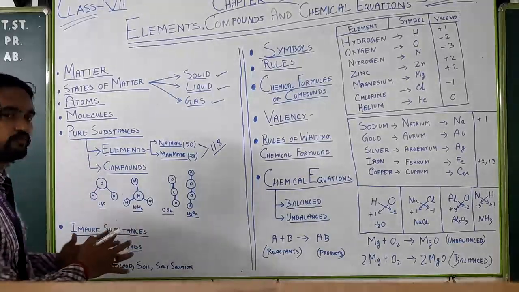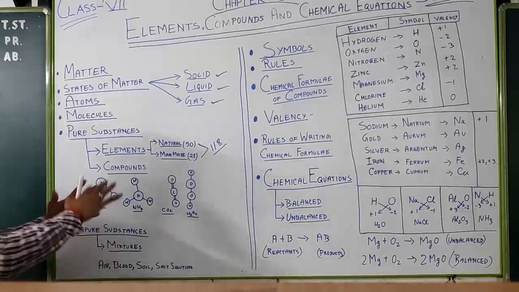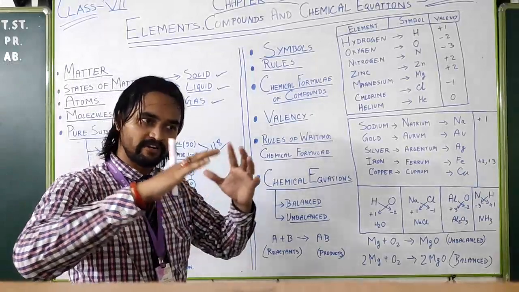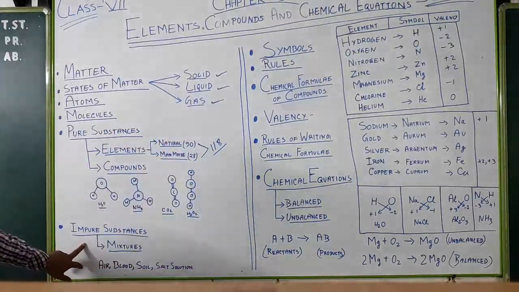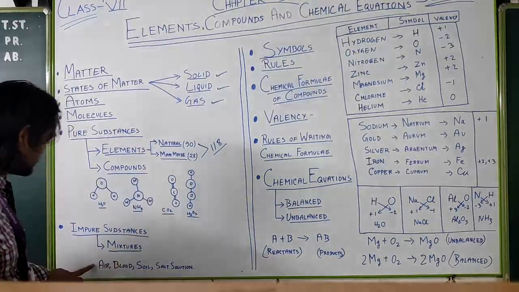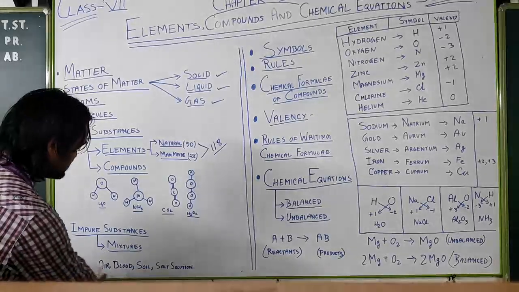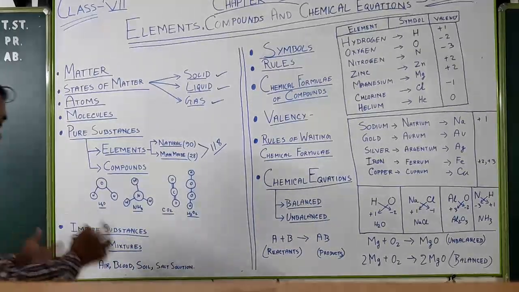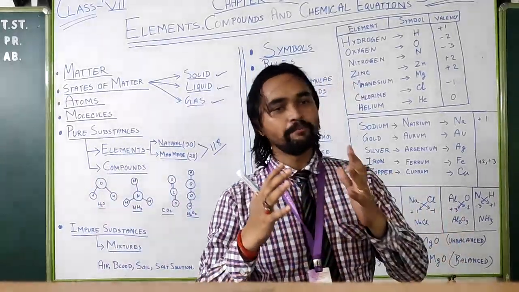And we call them the impure ones when they are mixed in different ratios, that means not in a fixed ratio, we can call them impure substances. That means they are the mixtures. For example, air, blood, soil, salt solution, all these things are mixtures. That means they are impure substances. Why are they impure substances? That means they are not in pure state.